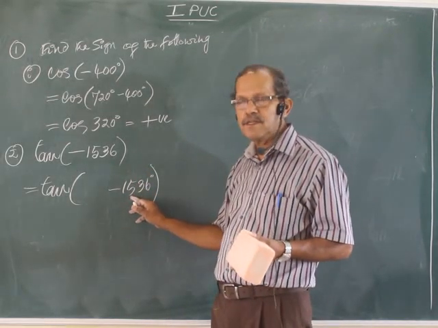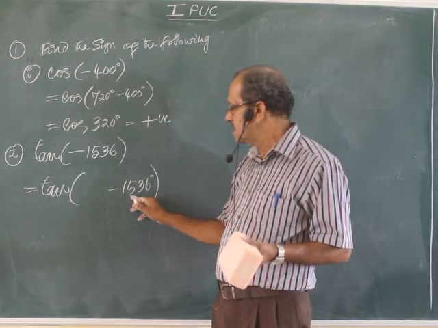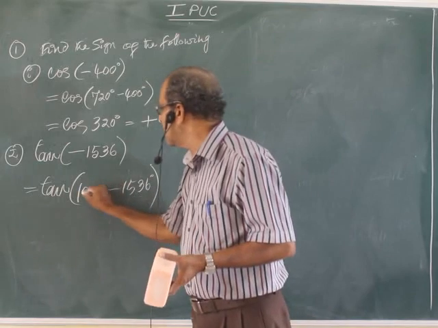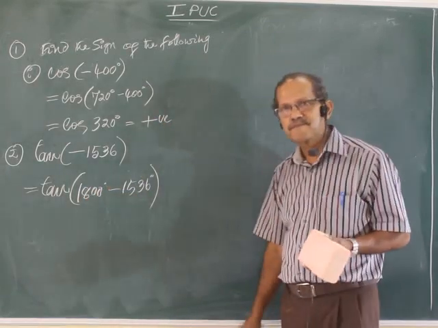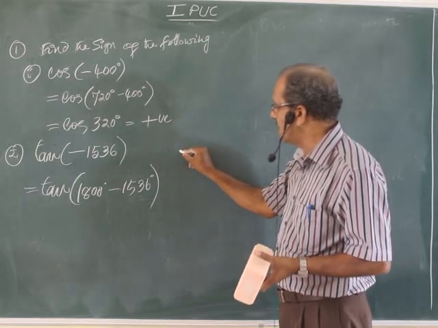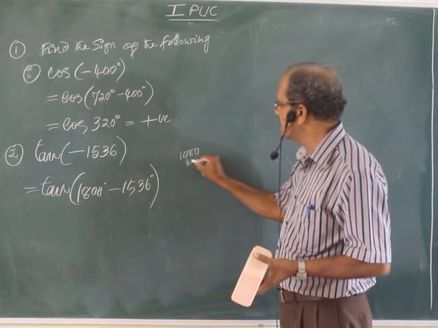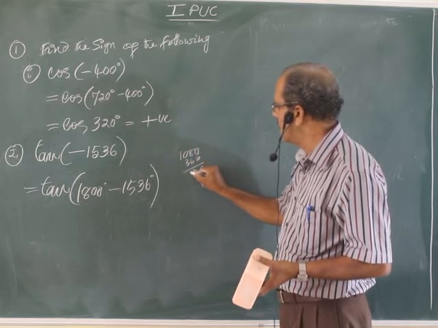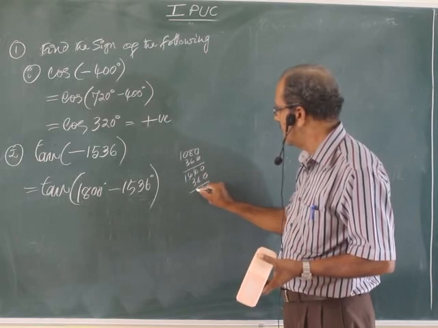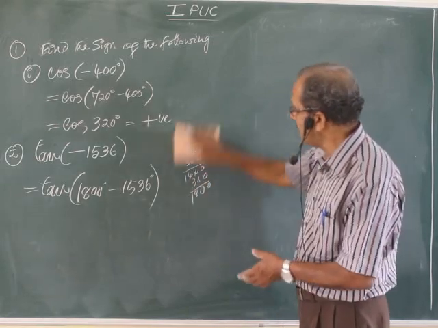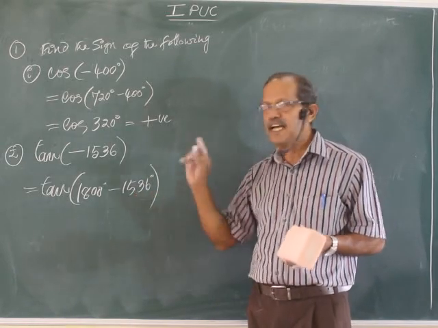1080 not enough. 1440 not enough. 1800 is the required one. Correct, no? 360, 720, 1080 plus 360, plus 360. Yes, 1800 is the nearest multiple of 360 greater than this.